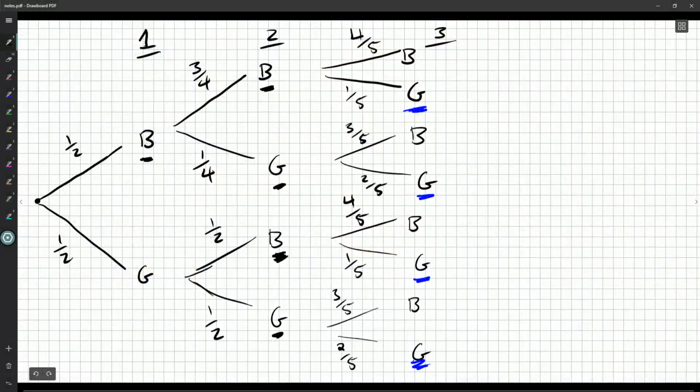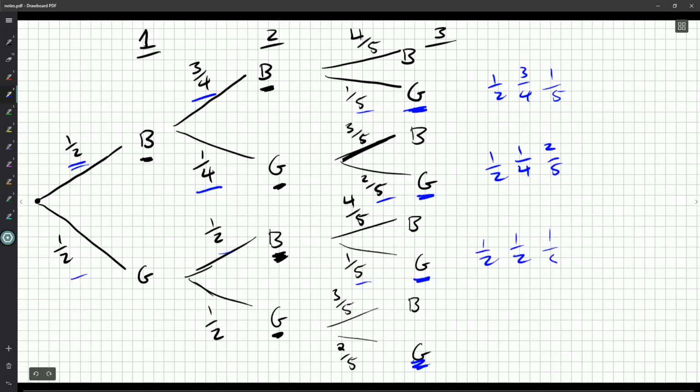Now, honestly, we don't actually care about these ones that end with black. We just care about these ones that end with gold. 1/2 times 3/4 times 1/5. 1/2 times 1/4 times 2/5. That's the probability of getting a black, then a gold, then a gold. And then a gold, a black, and a gold. Probability again, 1/2, 1/2, 1/5. And then a gold, and then another gold. So the probability of getting a gold marble all 3 times is 1/2, 1/2, 2/5.